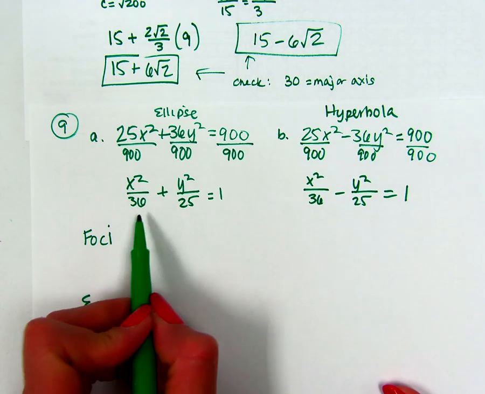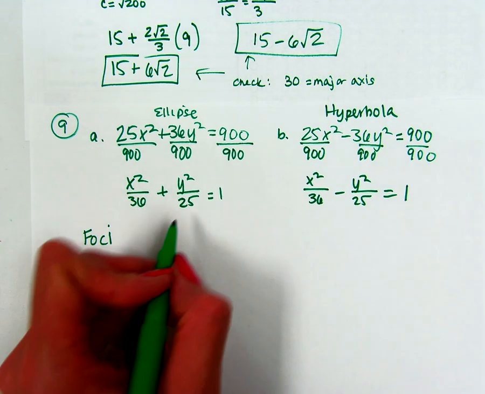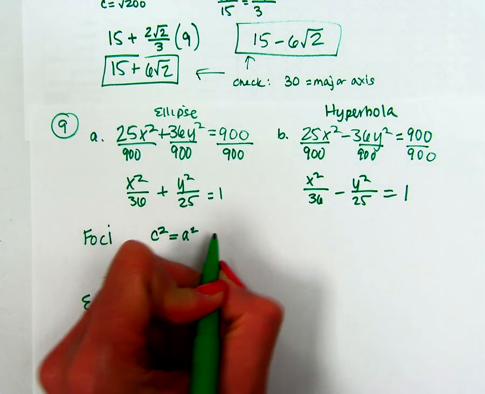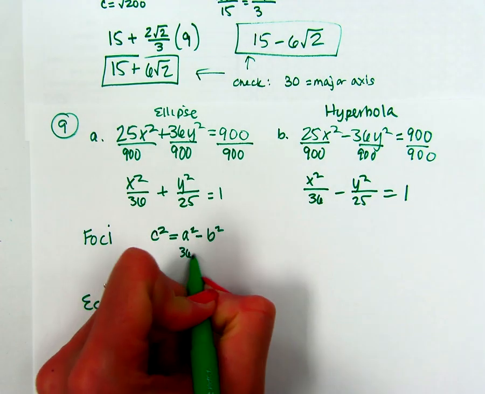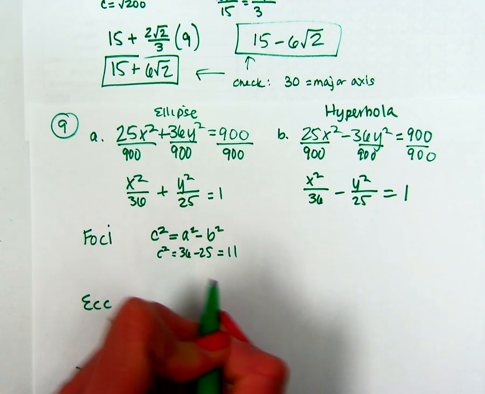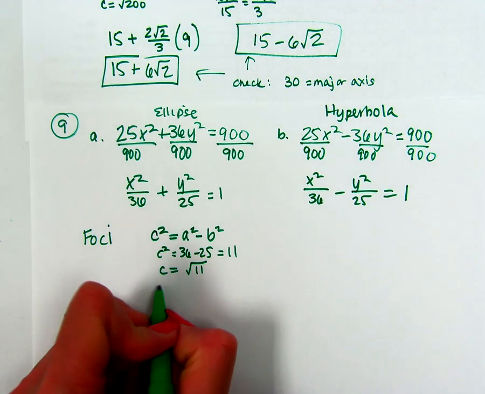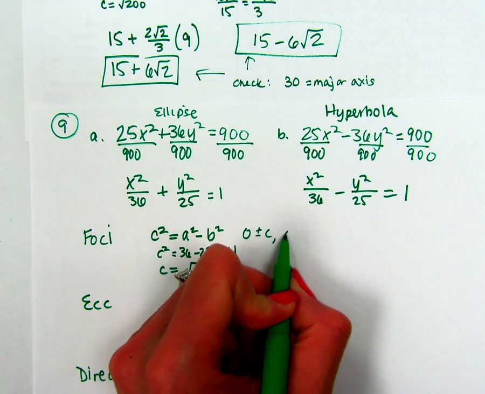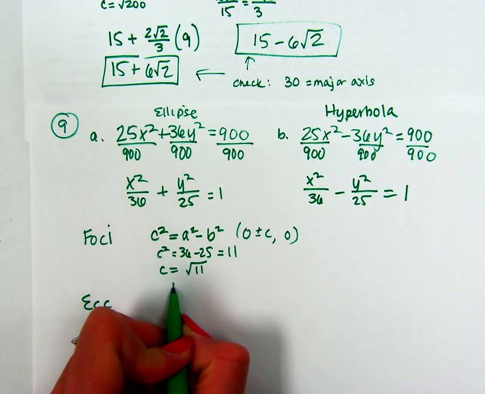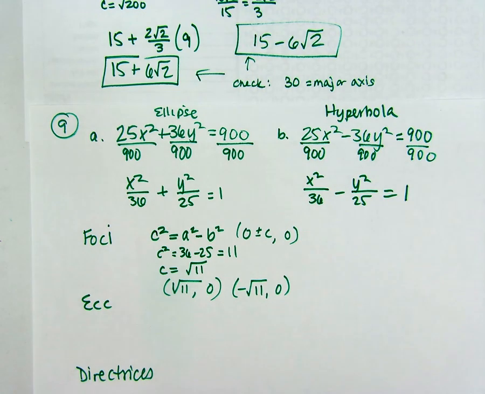And my foci should move along the x-axis. This is x squared, so we're going to move along... sorry, my foci I need to figure out. c squared is a squared minus b squared. So this is 36 minus 25, which is 11. So c squared is equal to 11, so c is going to be root 11. So my foci, instead of being at 0, 0, are going to be at 0 plus or minus whatever my c value is, comma 0. So it's going to be root 11, comma 0, and negative root 11, comma 0. So those are my foci.